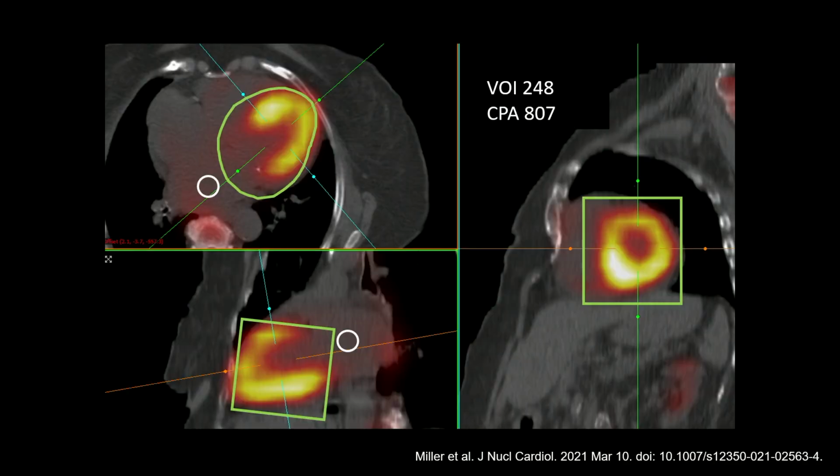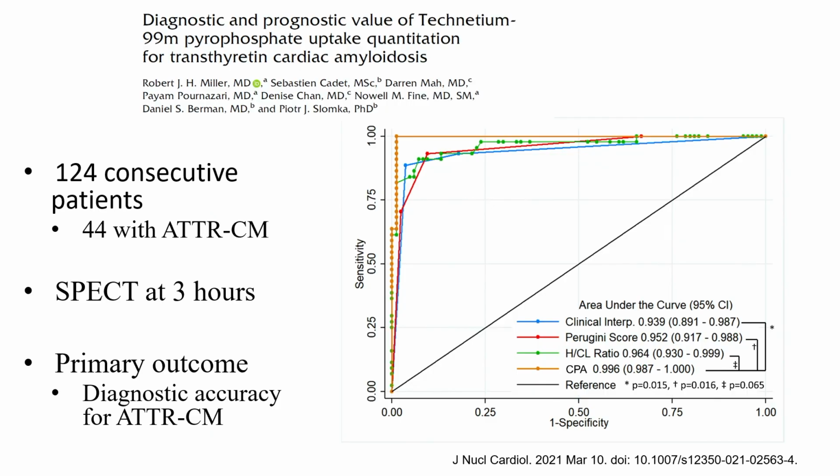We also like to draw circles, so we just drew them in a slightly different way. We draw a white circle for background to figure out how much radiotracer is in the blood pool, and then a different region of interest over the myocardium, and then quantify everything that's above background. And we developed these two metrics called volume of involvement and cardiac pyrophosphate activity. And we showed, again, very good diagnostic accuracy. But truthfully, it's not that hard to interpret a SPECT pyrophosphate scan. Either it's positive or it's negative. People are really good at doing this visually.